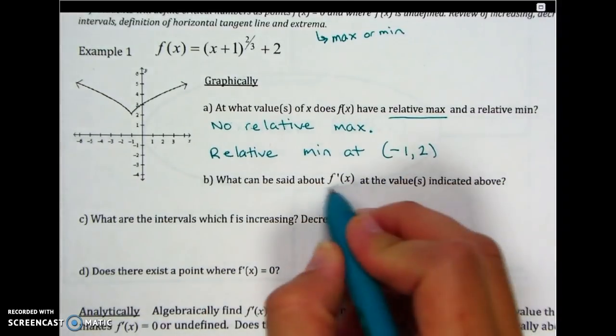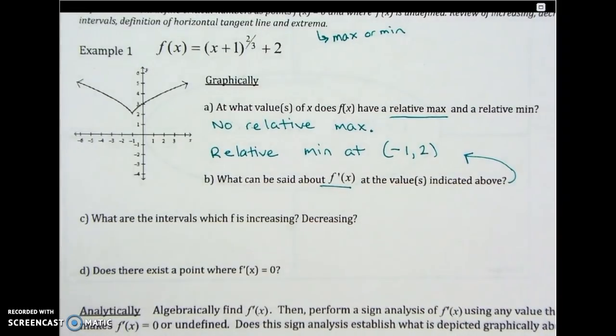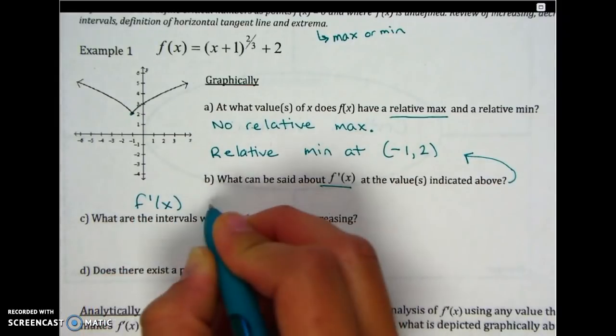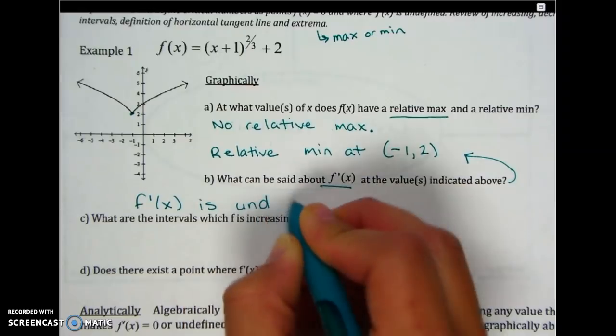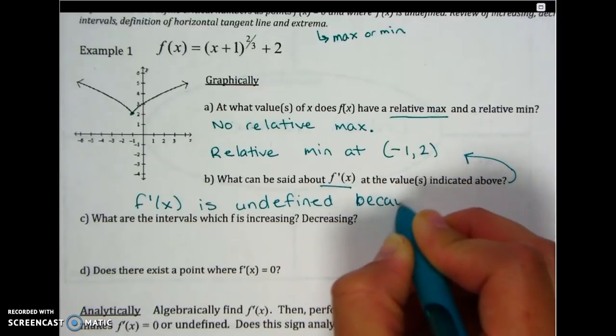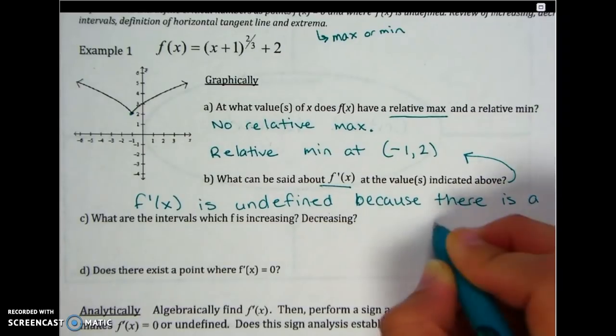What can be said about the derivative at the value indicated above? Do you remember what's happening at a cusp? The derivative is undefined, right? It's not differentiable. So, what can be said about f prime? F prime is undefined because there is a cusp.